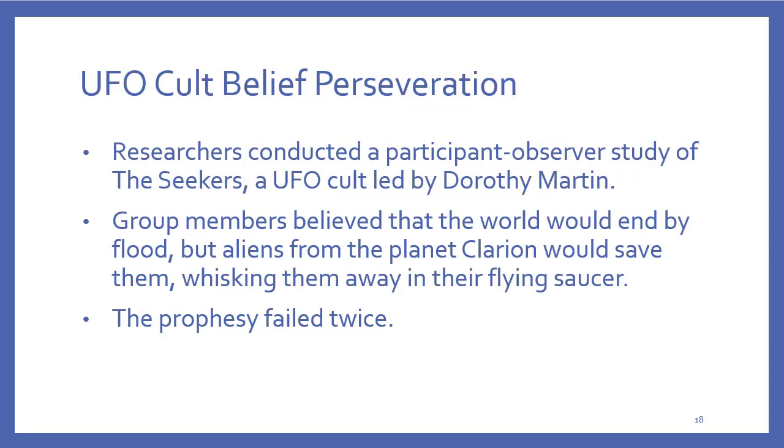So there is a connection between UFO cults and belief perseverance. The Seekers was an organization of people that believed that the world would end by a flood, but that some aliens would come and take them away from the planet, saving them from the flood. They predicted that these floods would happen, and the prophecy failed twice. They had this prophecy that said the flood's going to happen on these dates. It didn't happen on either date.